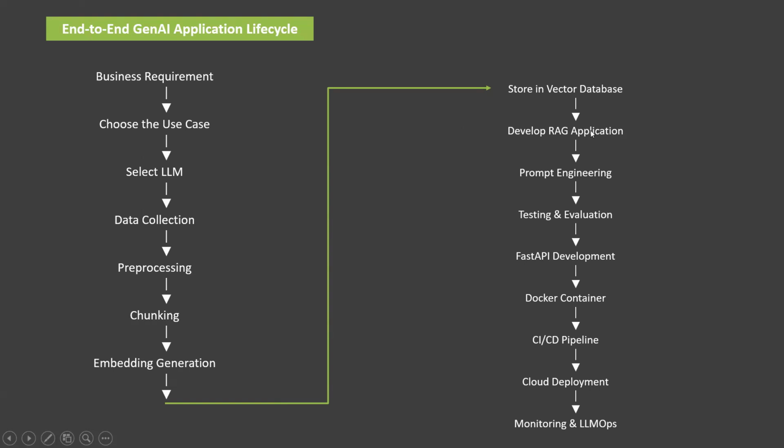Okay, so for continuous upgradation, and then prompt engineering. We are going to give an input, and based on that, testing and evaluation is done, and then it will go to FastAPI development, and then to the Docker container. That means the entire code will be converted to an image, and that will be stored in a container, and that will be pushed into the CI/CD pipeline. And from the CI/CD pipeline, it will go to the cloud deployment, and from there it is going to monitor the entire thing. So this is the entire end-to-end GenAI application lifecycle, starting from business requirement to monitoring and LLMOps.